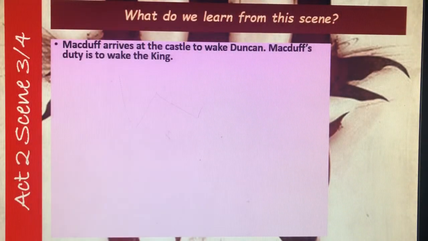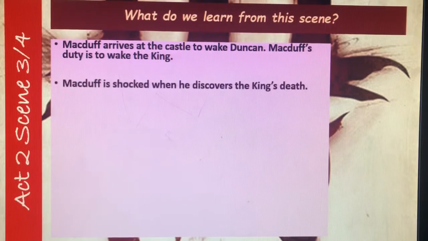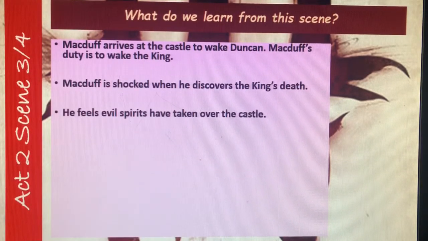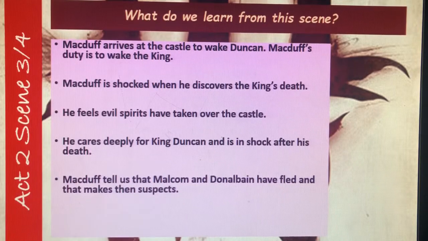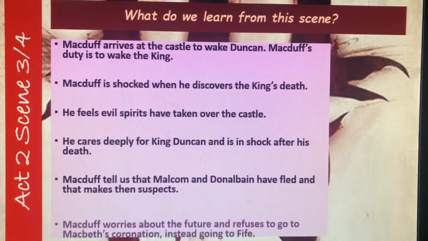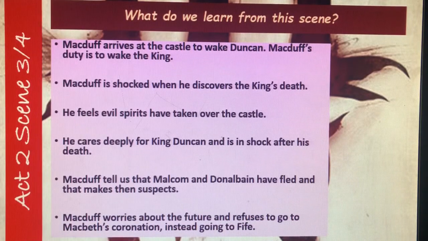Macduff arrives at the castle to wake Duncan. Macduff's duty is to wake the king. Macduff is shocked when he discovers the king's death. He feels evil spirits have taken over the castle. He cares deeply for King Duncan, and is in shock after his death. And Macduff tells us that Malcolm and Donalbain have fled and makes them suspects. Macduff worries about the future and refuses to go to Macbeth's coronation, instead going to Fife.